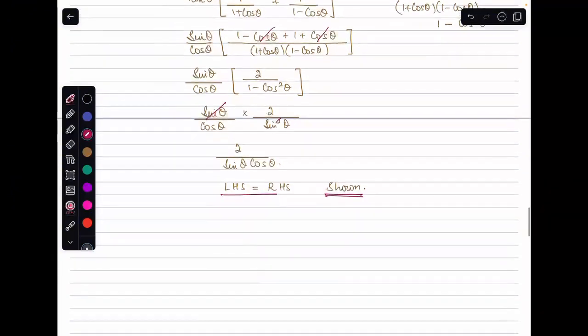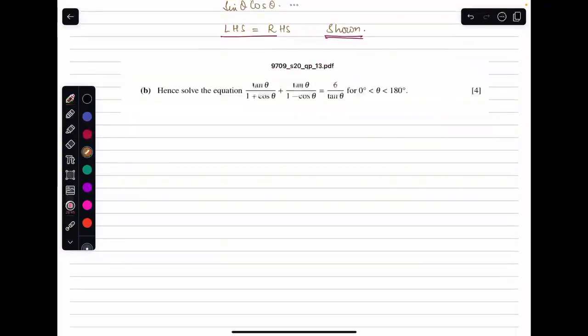Second part of the question. Second part of the same question, it says, hence solve the equation tan theta over 1 plus cos theta plus tan theta over 1 minus cos theta equals 6 over tan theta, and we have to solve it for 0 less than or equal to theta, which is less than or equal to 180 degrees.